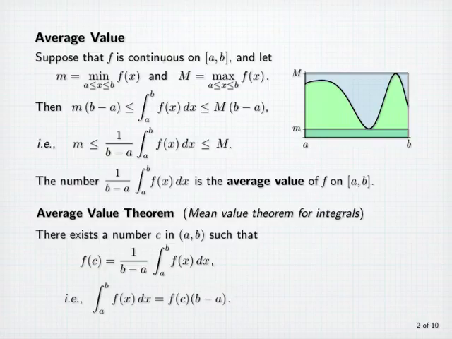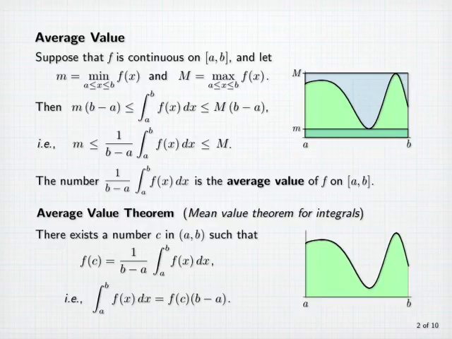That is, the integral from a to b of f of x dx is equal to f of c times b minus a. Here's a picture to illustrate. The integral is the area under the curve. We can think of the average value as the height of the rectangle with width b minus a that has the same area as the area under the curve. And this theorem says that there exists a c strictly between a and b where f of c is equal to that average value.